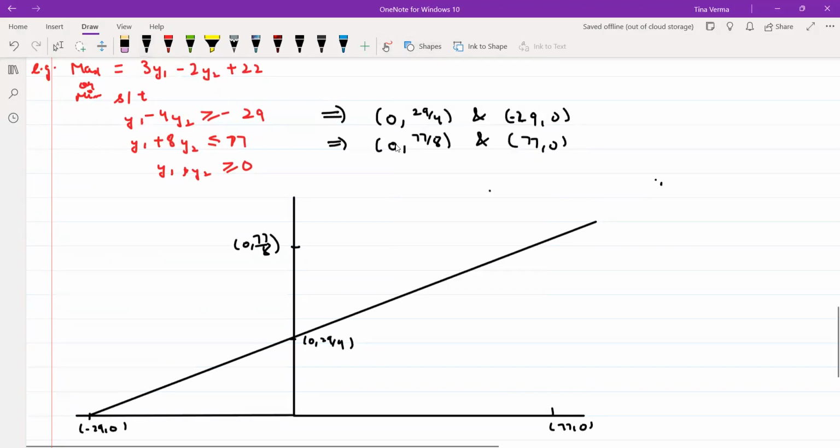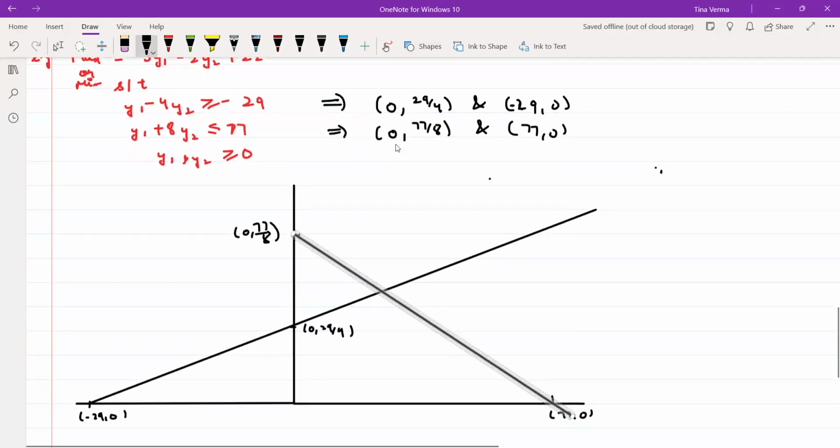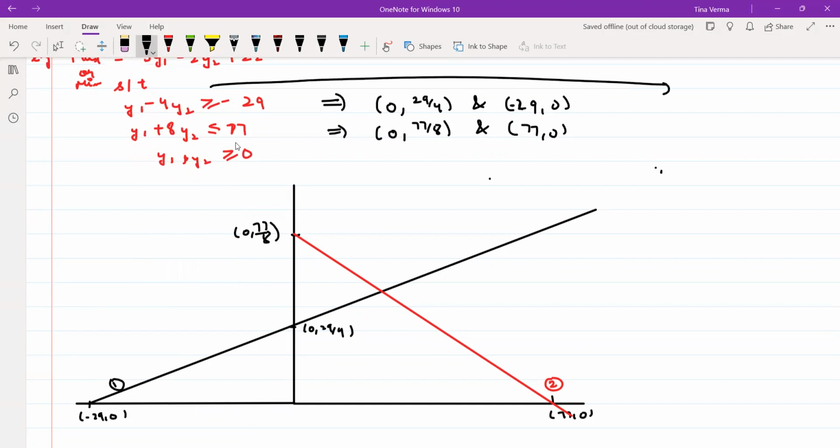So if I join them by a line, right? So this is my second constraint and this is my first constraint. Now we talk about the region. Now we have the first quadrant, and the first constraint is y1 minus y2 greater than or equal to -29. So if I take y1 equal to 0, y2 equal to 0, that means 0 is greater than -29, which is true, right? That means now this line will come towards the origin point.